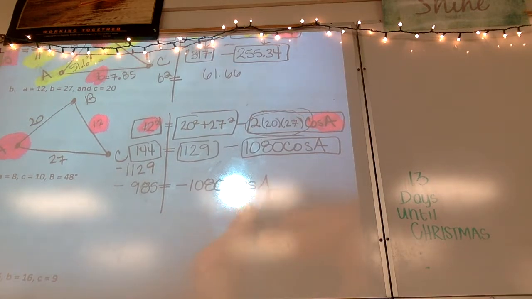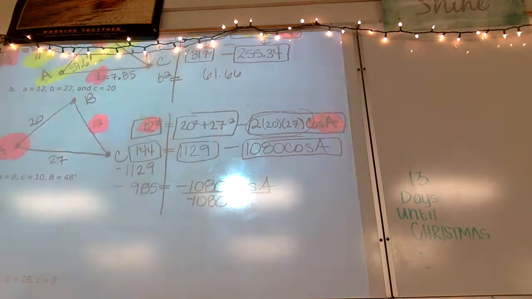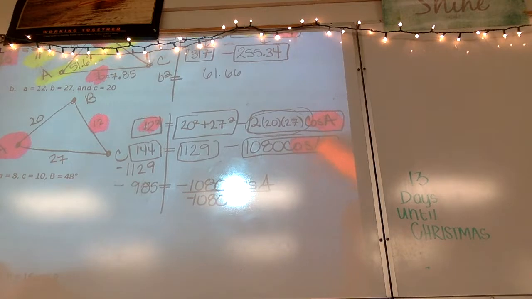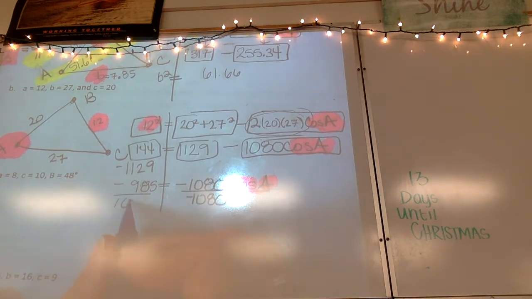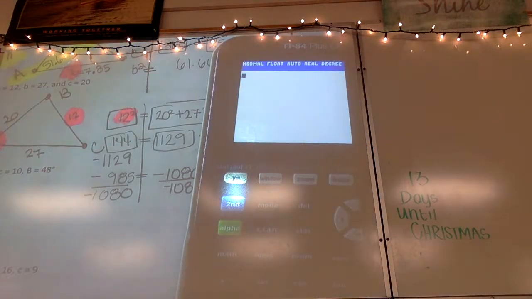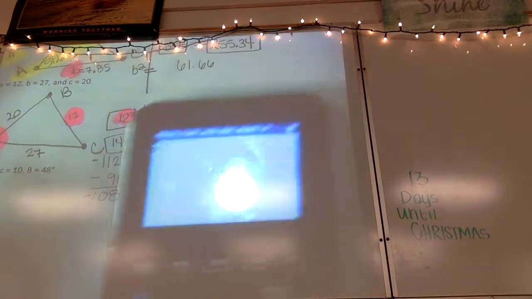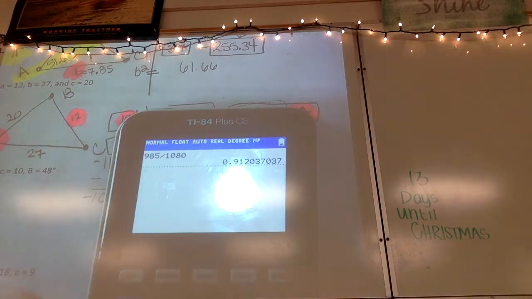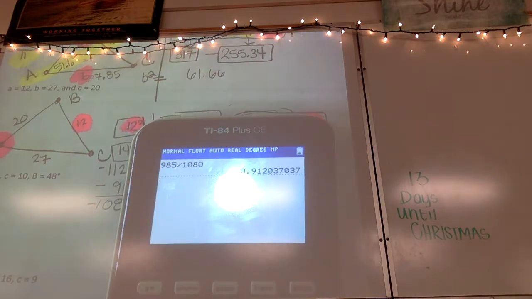And then what do you do to get rid of the negative 1,080? Divide by negative 1,080. Good. Because again, we're trying to solve for cosine of A. This is our x. Should be an ugly decimal, so let's everybody do that in your calculator. Negative 985 divided by negative 1,080, right? They're both negative, so I knew the answer would be positive.